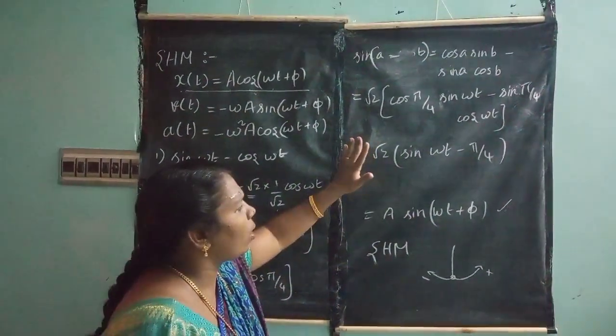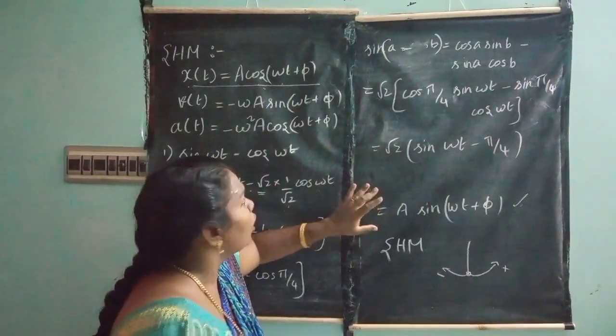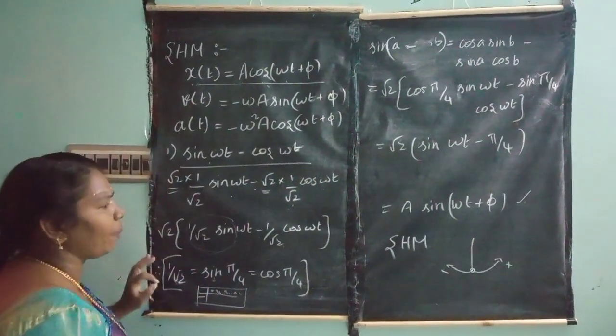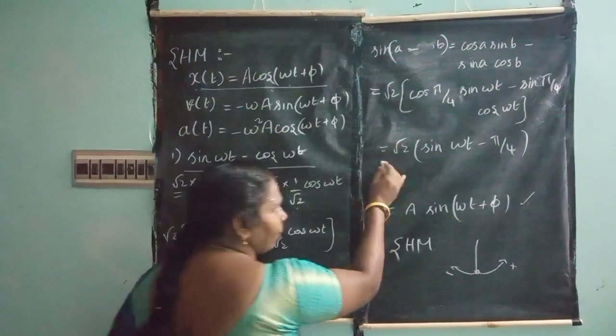But is it in the order of the velocity? It is the order of the displacement of the simple harmonic motion. So this term is the simple harmonic motion, and this equation represents simple harmonic motion. Can you understand, students? Finally I am getting the answer.